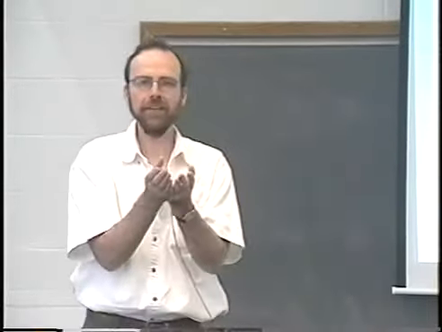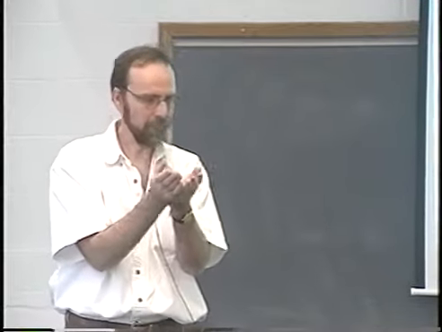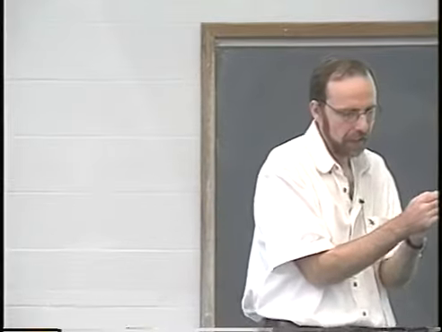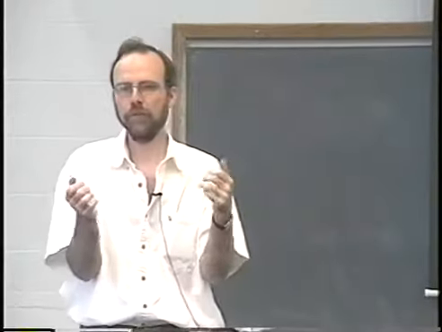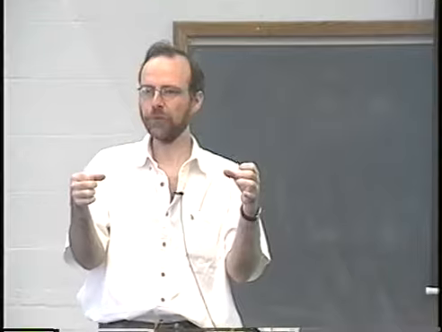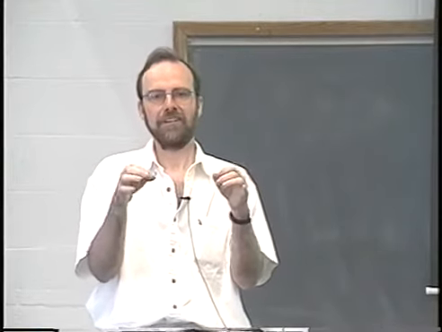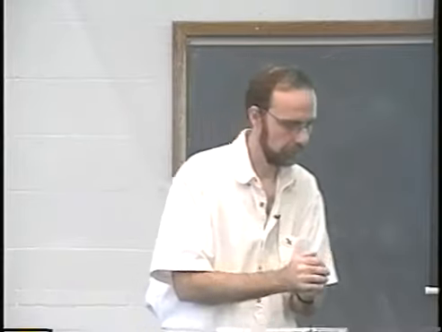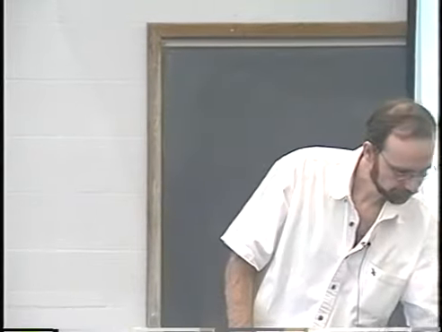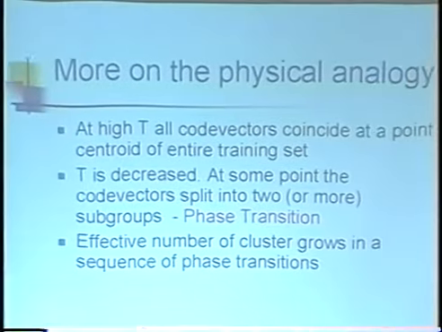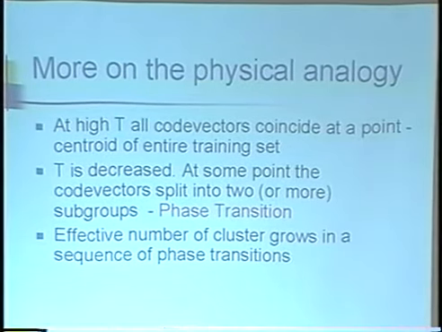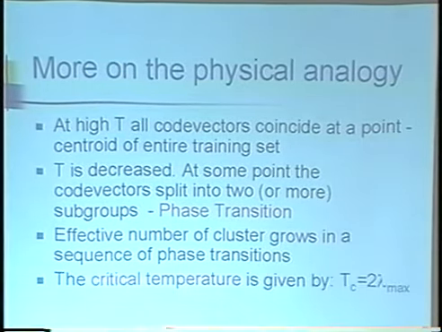Now, as we lower T, the temperature, at some point there will be a split. This is a critical temperature. It will split normally into two, sometimes into more, subgroups of code vectors. So we have a few more clusters, but not as many as the code vectors that we threw in. And this is a phase transition. The effective number of clusters grows in a sequence of phase transitions. So we get a gradual increase in the complexity of the solution.